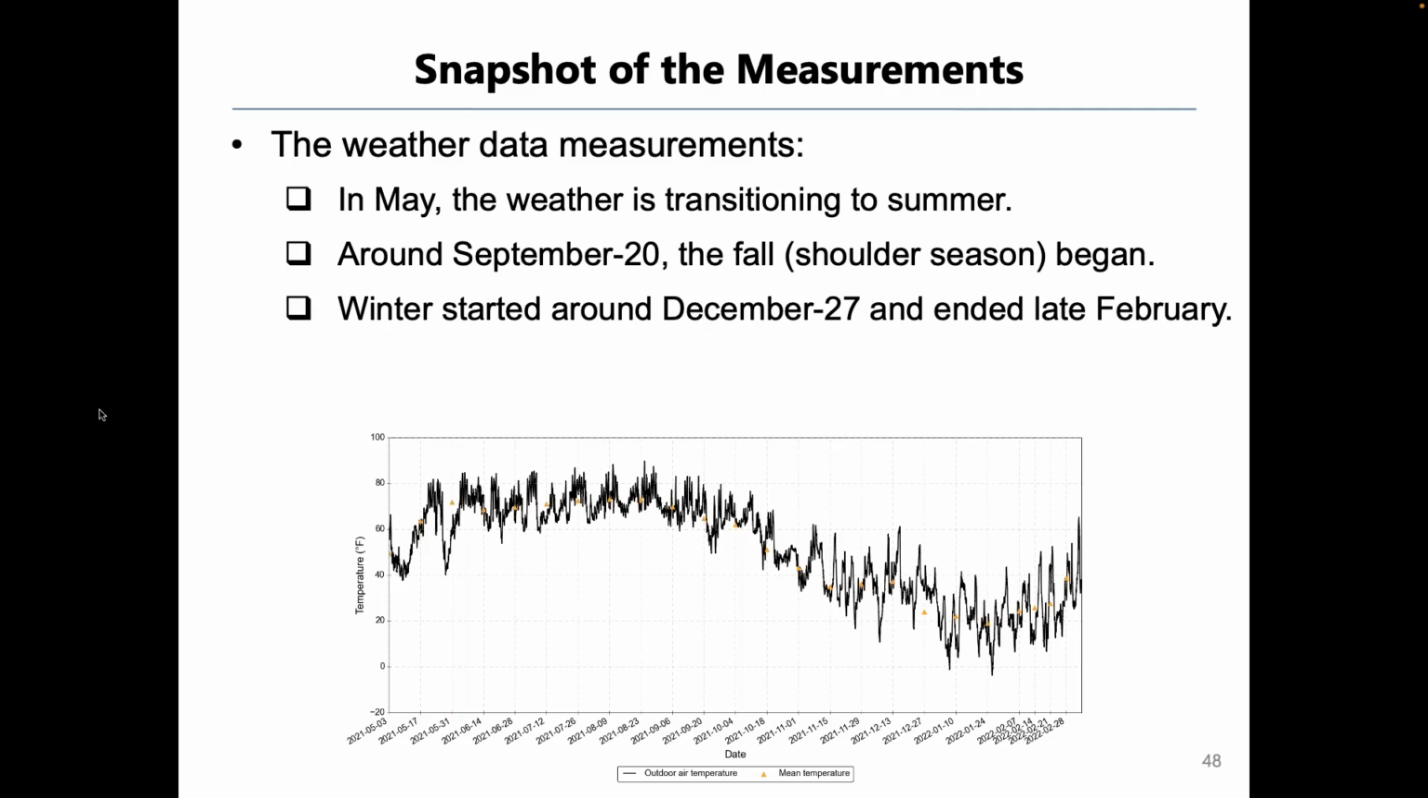So this is the weather, outdoor air temperature data. So in May, the weather is on the transition phase. So and around September 20, we determined that the fall season has begun, and in the winter we determined it is starting from December 27 and ended later February.